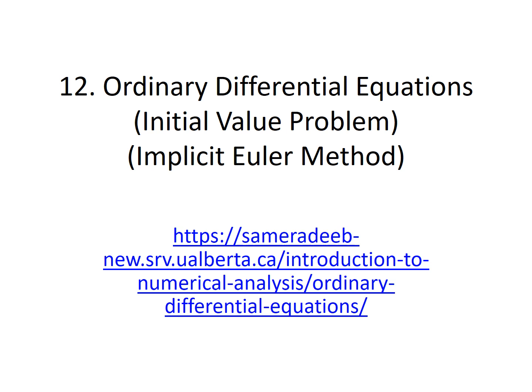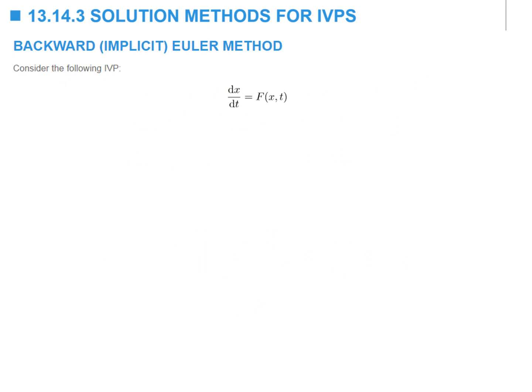In this lecture, we're going to study another method, the implicit Euler method, to find solutions for initial value problems. Similar to the explicit Euler method, we're going to derive the implicit Euler method by first considering the initial value problem given by dx/dt, which is the rate of change of x with respect to t, given as a function of x and t.